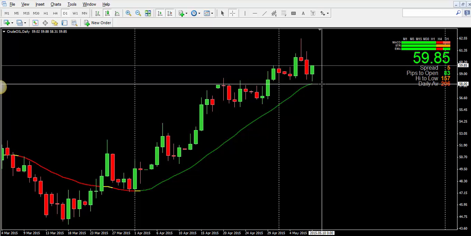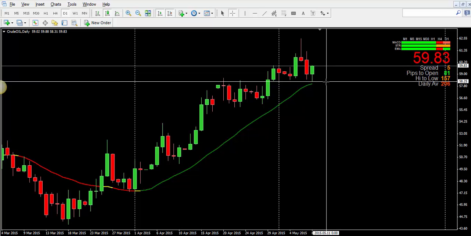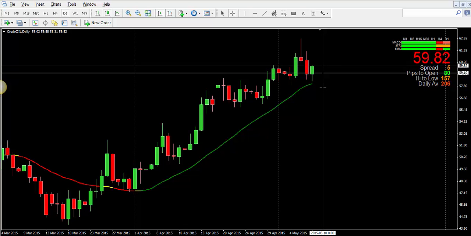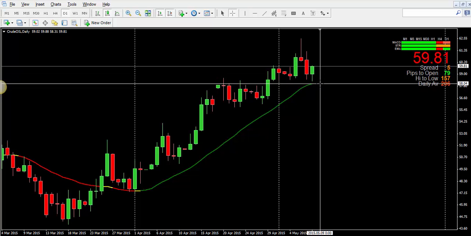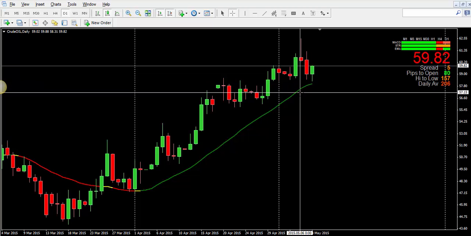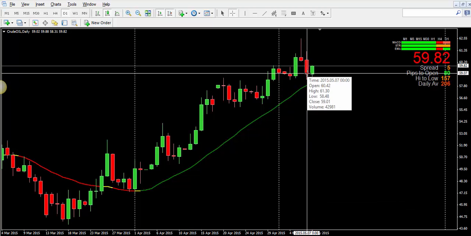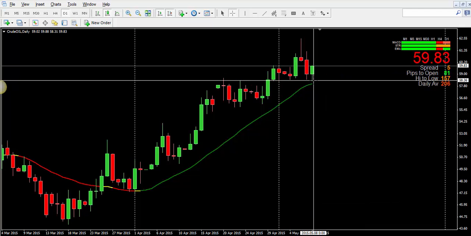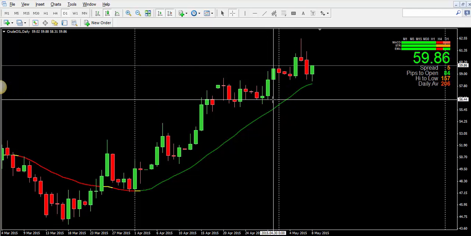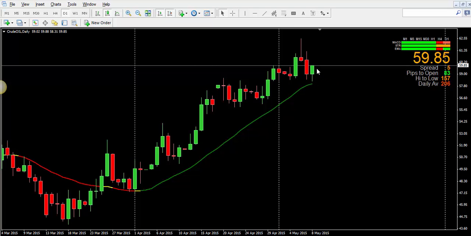56, 55, 54, 53. Okay, that's one way to take it. Another way could be that whenever the candle closes above the moving average, let's say this is our moving average, you can take a buy, and your stop loss could be behind the recent swing low according to the daily chart, not the recent swing low of short term. Your recent swing low would be this one here, this candle. So below this you would place your stop loss.